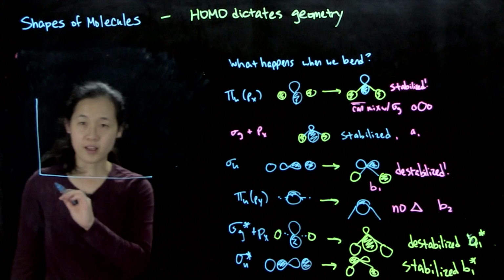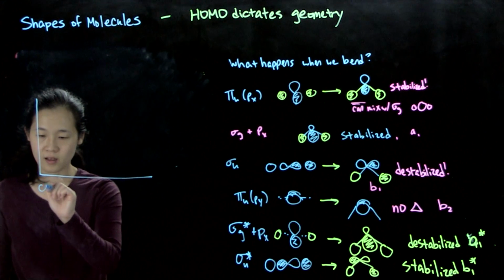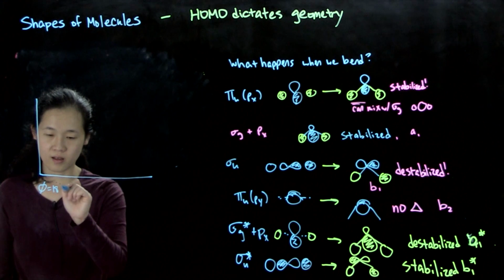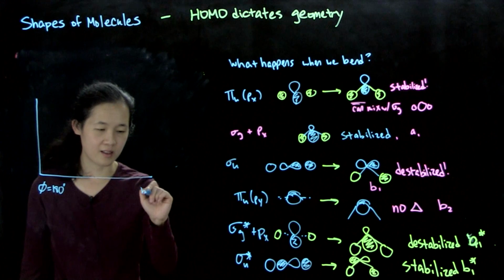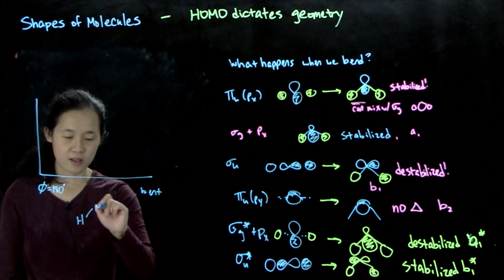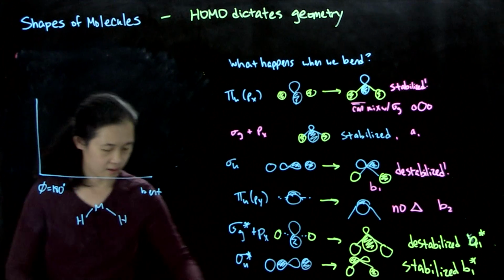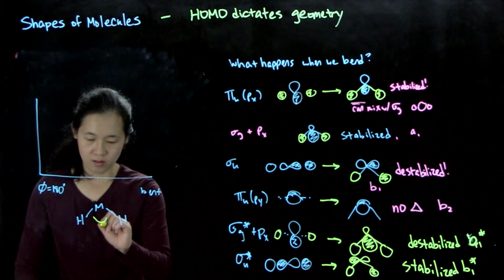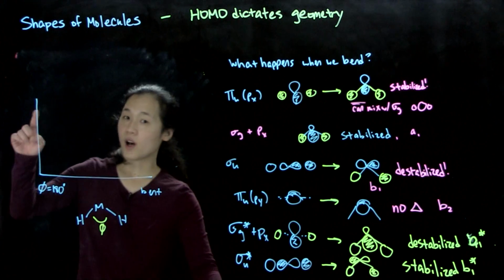What we can do is on the x-axis, we can plot our phi. So this equals 180, linear, and this is bent. I'm not specifying the angle. So this phi I'm talking about is this angle here. And then the y-axis is just energy.